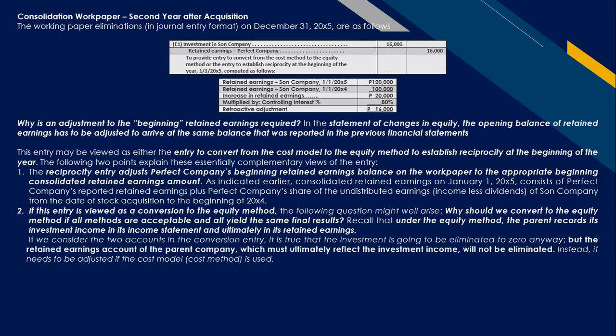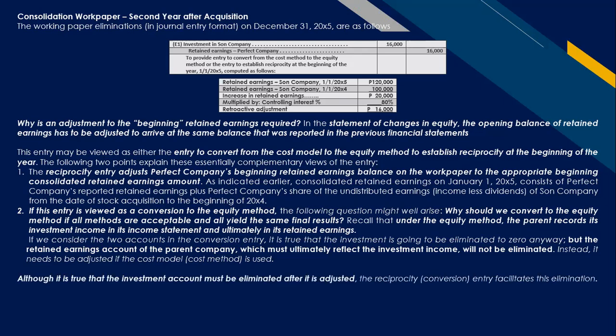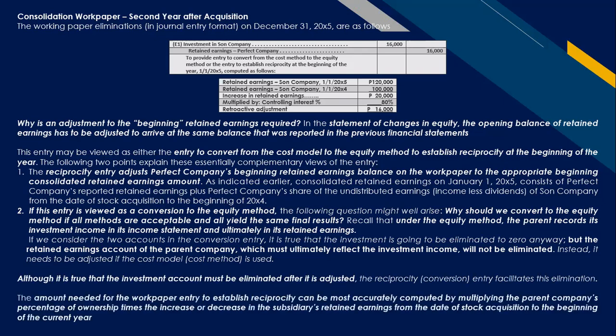If we consider the two accounts in the conversion entry, it is true that the investment is going to be eliminated to zero anyway. But the retained earnings account of the parent company, which must ultimately reflect investment income, will not be eliminated. Instead, it needs to be adjusted if the cost model or the cost method is used. Although it's true that the investment account must be eliminated after it is adjusted, the reciprocity conversion entry facilitates this elimination.